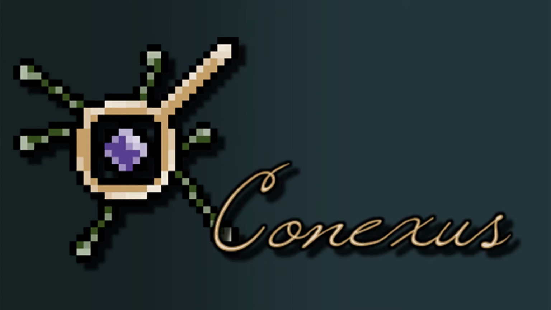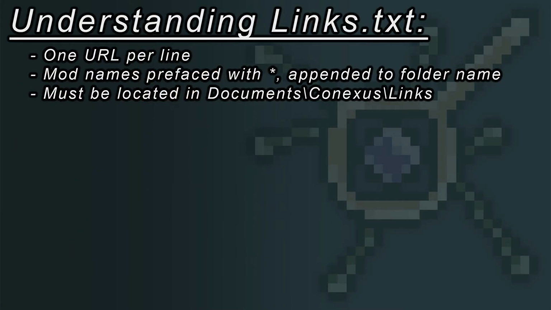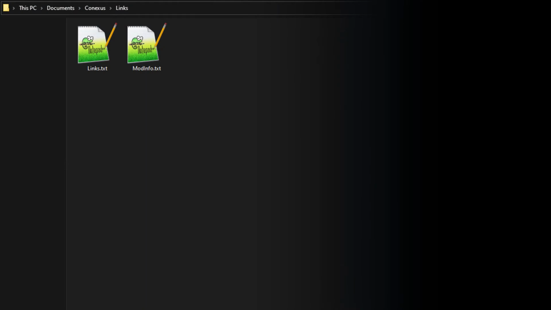If you would prefer not to use a Steam collection for whatever reason, you can use a more manual method, which involves getting the URL of each mod and putting those in a text file named Links.txt. It's generated when you first start Conexus, but you can also make it yourself.